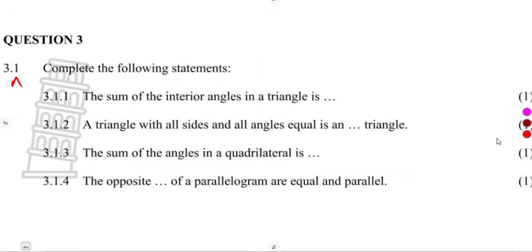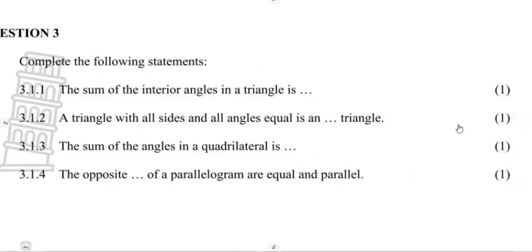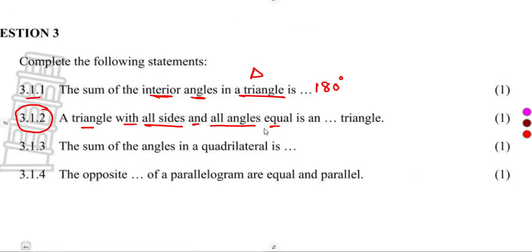All right. 3.1, complete the following statements. That's 3.11. The sum of interior angles in a triangle is what? That is 180 degrees. And 3.12, a triangle with all sides and all angles equal is referred to as what? That's an equilateral triangle, that one. All right. Then the sum of angles in a quadrilateral is 360 degrees. All right. There you just need to know your properties.